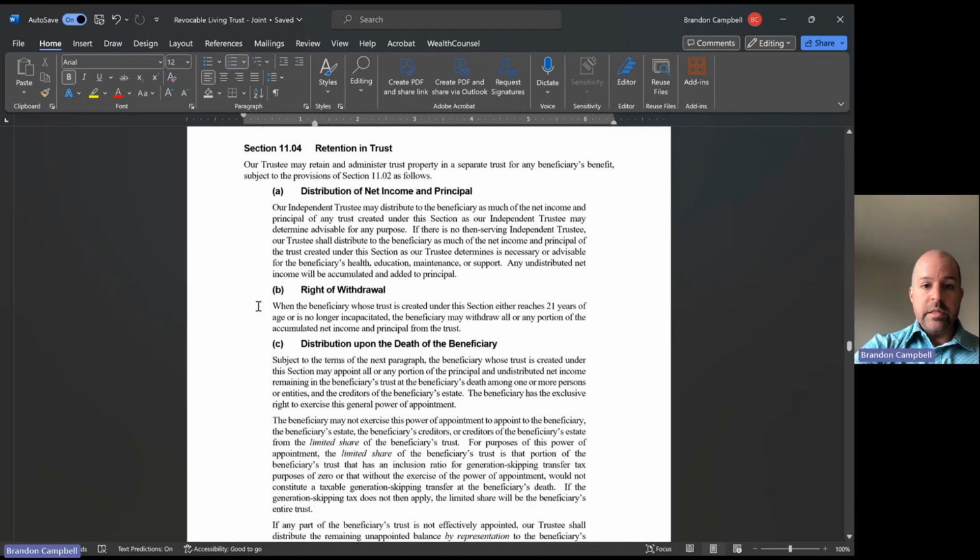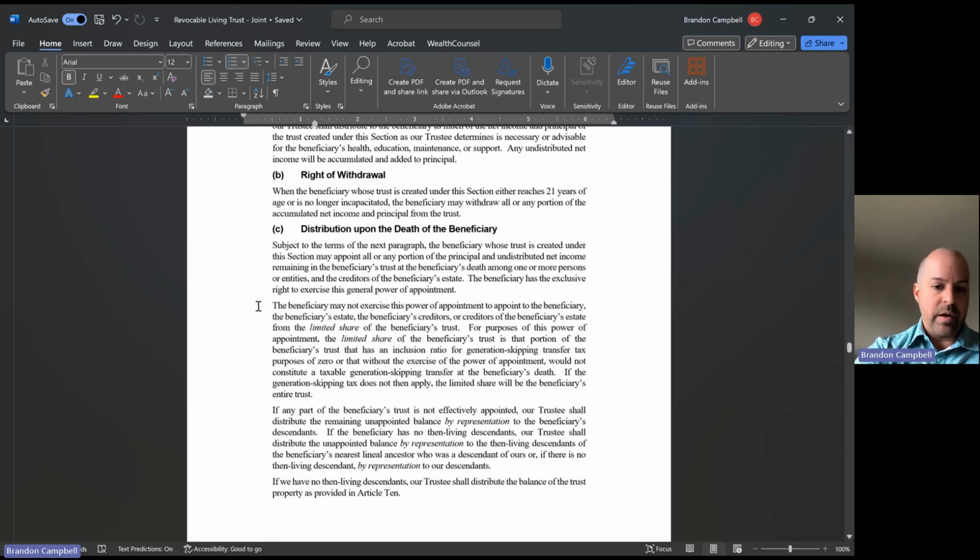And then lastly is retention in trust. So the basic idea here is if we end up having to hold things for the benefit of a person that is underage or incapacitated or anything like that, what's basically the process for how we distribute income or principal, how we make those decisions, and what's their ability to withdraw money that's accumulated in that trust up until the point they become an adult, what happens when they pass away, etc.